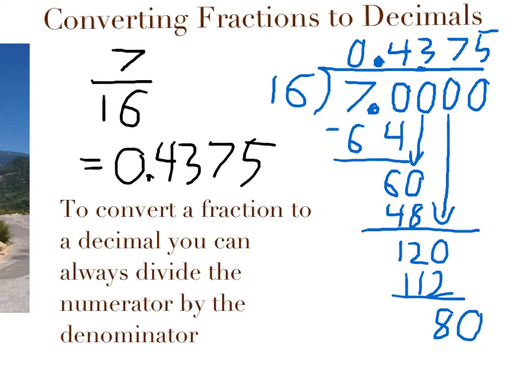And the moral of the story is this. To convert a fraction to a decimal, you can always divide the numerator by the denominator. Of course, we see from this example that that's not always going to be the easiest way to do it. So if we see how many times the denominator goes into 10 or 100 or 1000, we can multiply numerator and denominator by that, and like we did on the previous examples, get to the answer a little quicker.